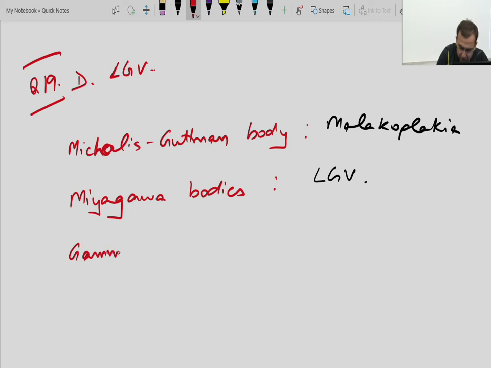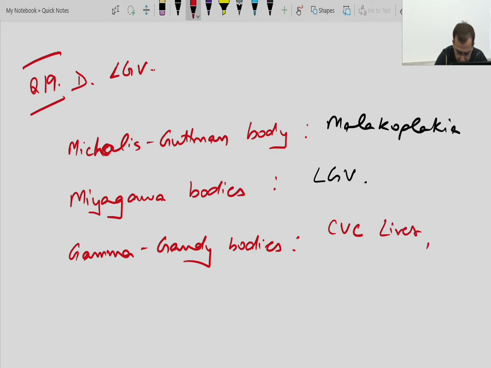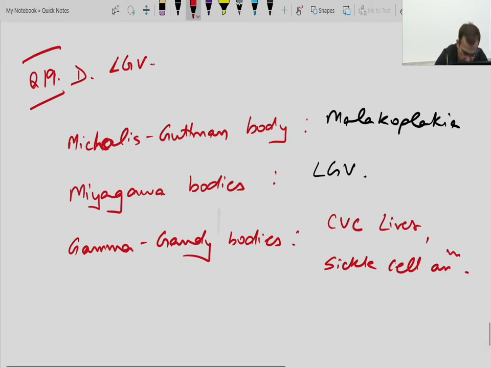Next, Gamna-Gandy bodies. They are seen in chronic venous congestion, CVC of the liver, and sickle cell anemia.